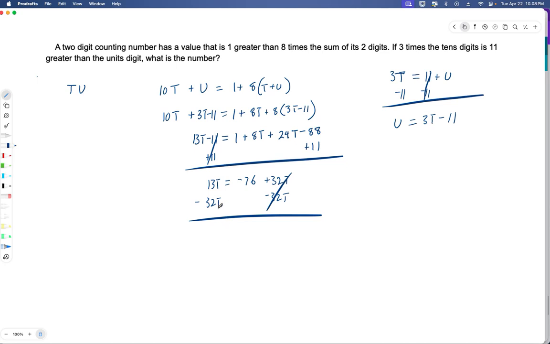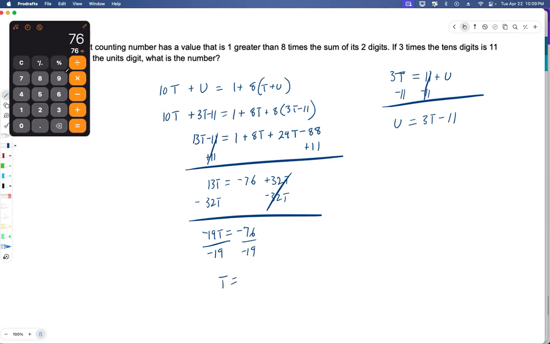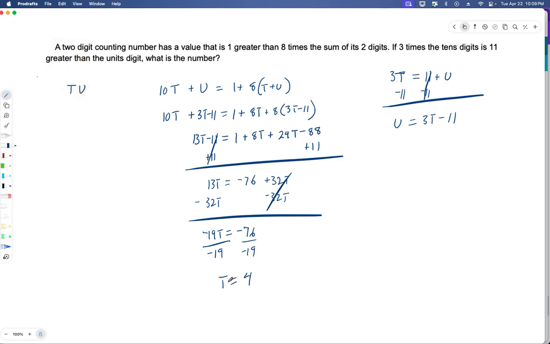This cancels. So 32 minus 10 would be 22. 22 minus 3 is going to be negative 19t... I mean, negative 19t is equal to negative 76. Divide both sides by negative 19. t is equal to what? 76 divided by 19 is 4. Negative divided by negative is a positive. So t is equal to 4.